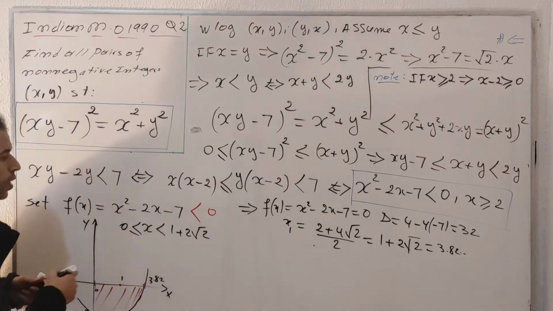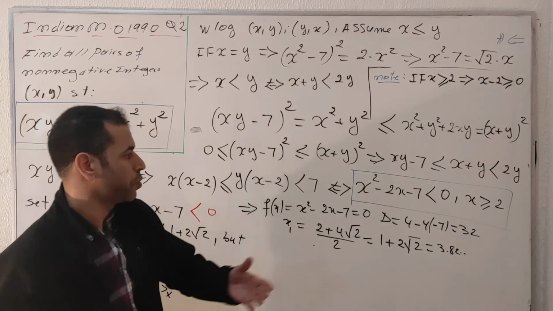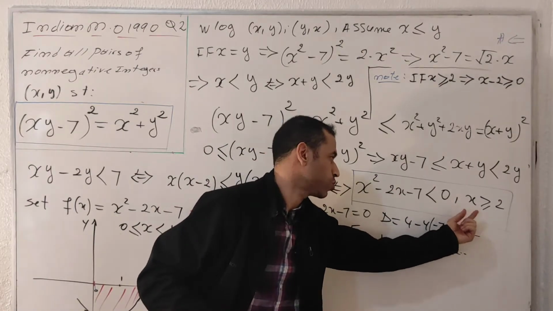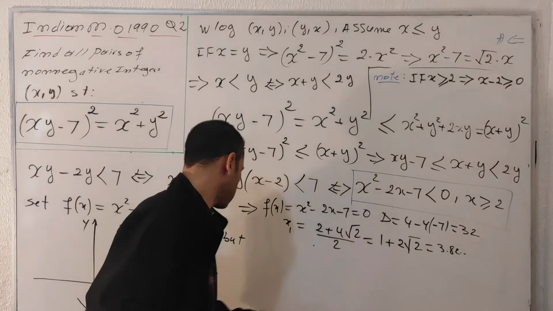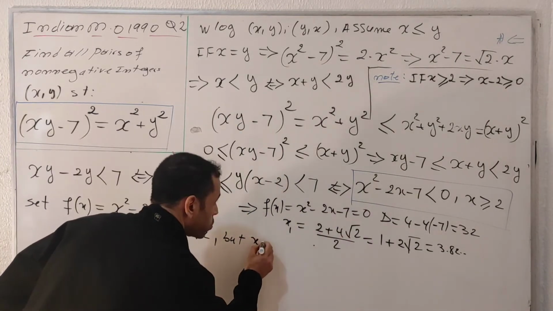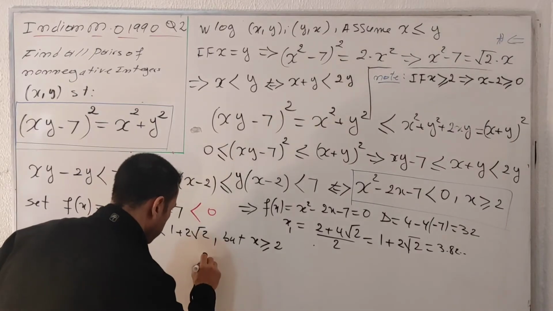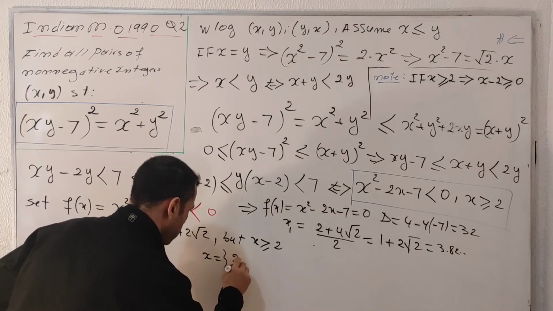But we have taken this inequality on the interval x superior or equal to 2, so we must follow this condition. We must work on this condition, x superior or equal to 2. So that means x is going to take the following values, 2 and 3.